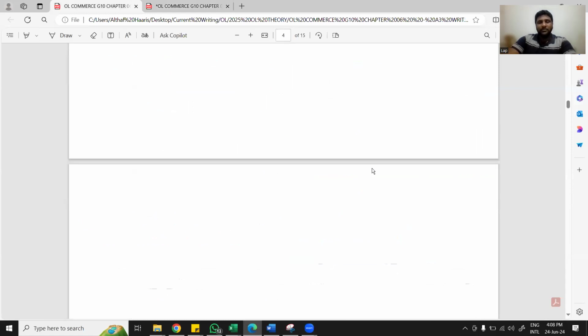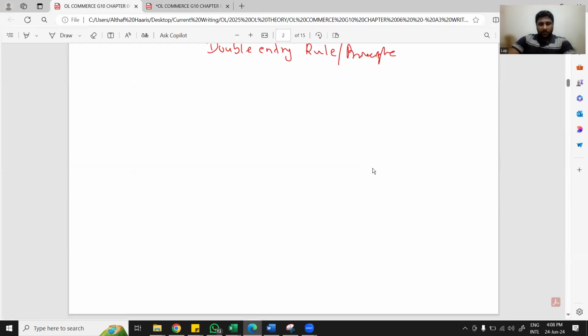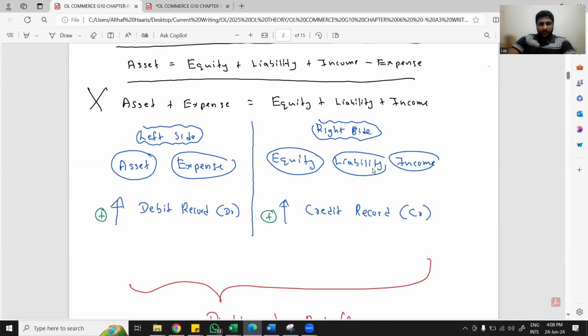Here liability is there on the right side. Right side increases is a credit record.